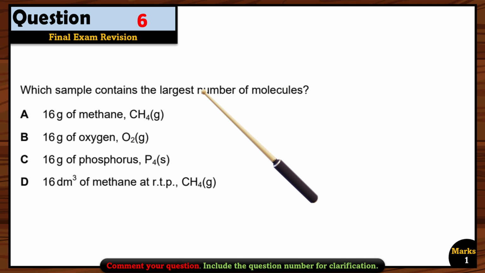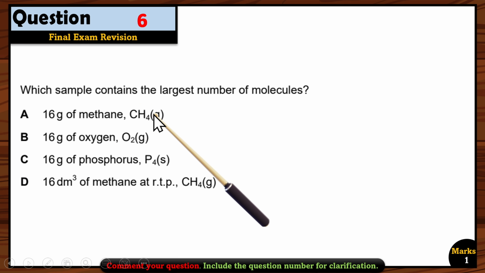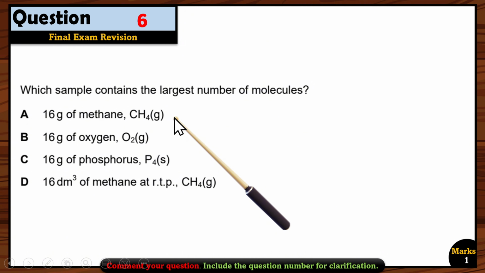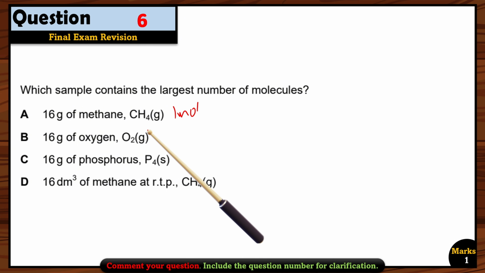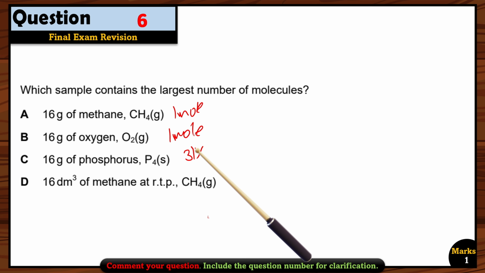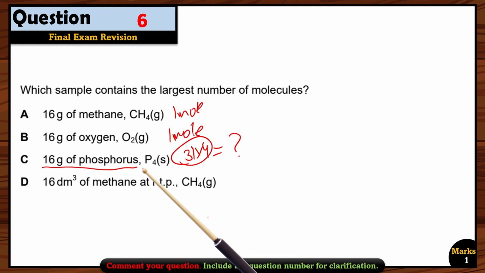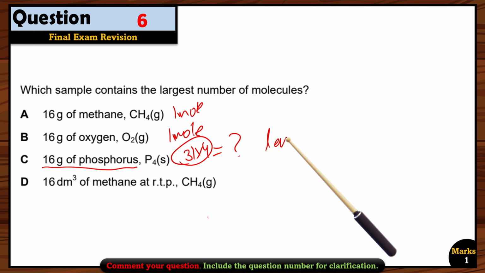Question number 6. Which sample contains the larger number of molecules? Again, the same question. You have to just find the number of moles. So if you see one by one, for methane, the molar mass is 16 grams, so it is 1 mole, right? For oxygen, the molar mass is also 16 grams, so it is also 1 mole. 16 gram of phosphorus is not right, because if you see in your periodic table, phosphorus has a mass of 31, so P4 should have 31 into 4, so the mass should be more than this. So 16 gram of phosphorus is very less, right?